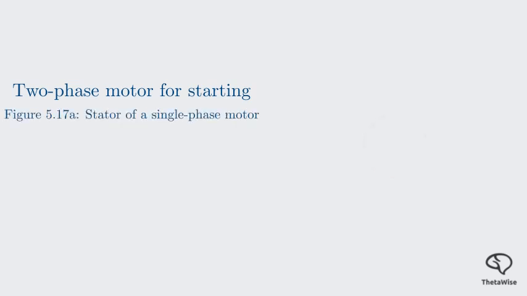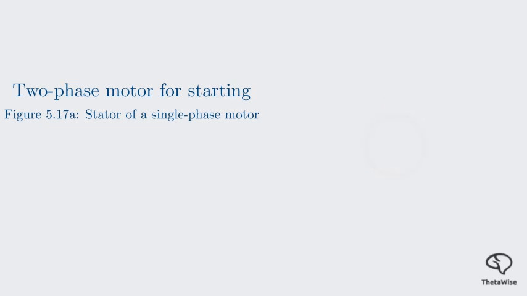Let's first look at the stator construction. Figure 5.17a shows a cutaway of a single-phase motor stator. You can see the windings that are embedded in the slots. There's also a capacitor visible on top, which is connected in series with the auxiliary winding. This capacitor will be essential for creating the phase shift we need.